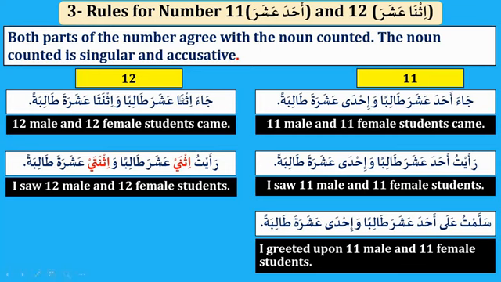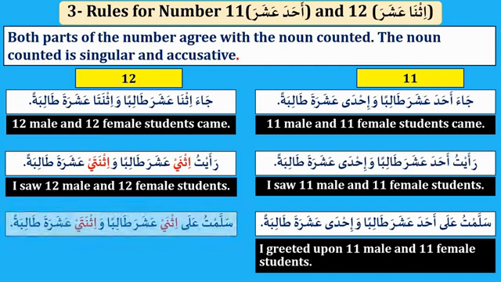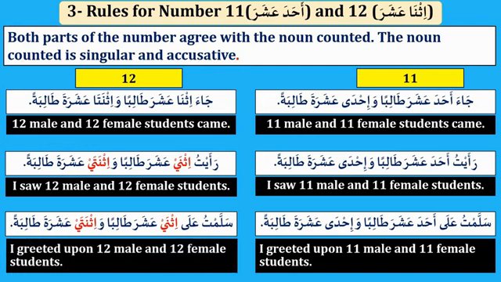إثنى alif became ya, and إثنتا became إثنتي. And genitive case will be the same as accusative case. سلمت على 12 طالبا و12 طالبة. I greeted 12 male and 12 female students. Next, we'll continue with numbers 13 to 19.